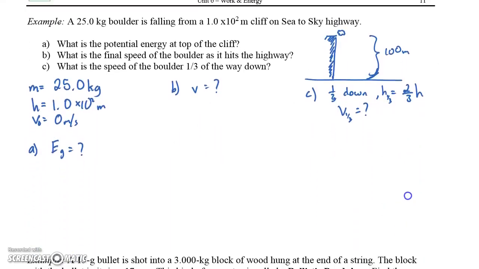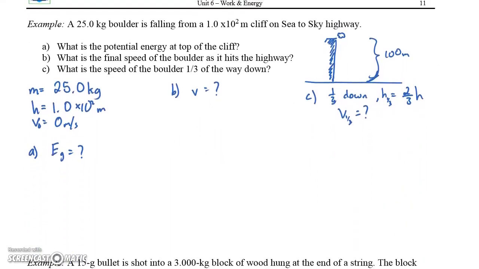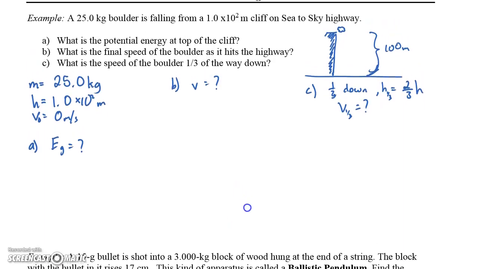So we have a 25 kilogram boulder falling from a 1.0 times 10 to the 2 meter cliff on the Sea to Sky Highway. What is the potential energy at the top of the cliff? So you've got a little diagram there. It's 100 meters high. We're assuming that it's not moving at the top because it's just going to start falling. Just kind of rolling off the edge, or it was attached and it's going to fall. So what is the potential energy?